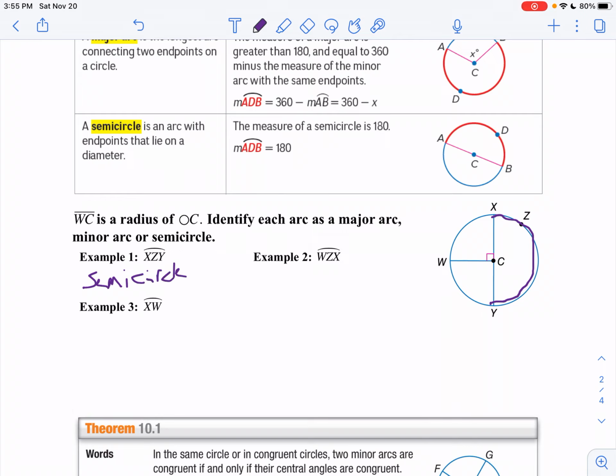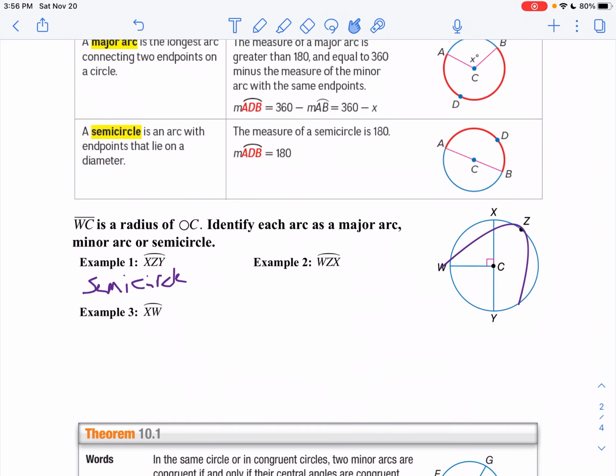If I look at W to Z to X, I'll trace that one too. So I'm going to go from W to Z all the way. Whoops, I said that backwards. Let's try that again. W to Z to X. So I'm going to go from W to Z to X. Notice I got more than a semicircle here, so this is a major arc. And then if I look at just X to W, that is less than a semicircle, so that's my minor arc.